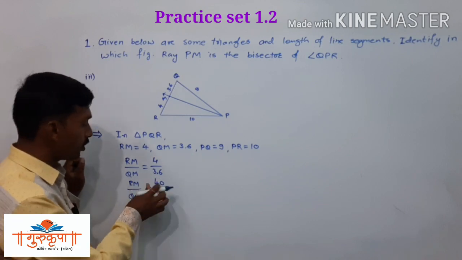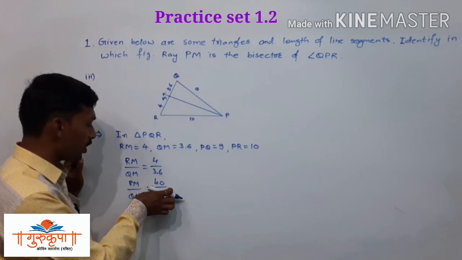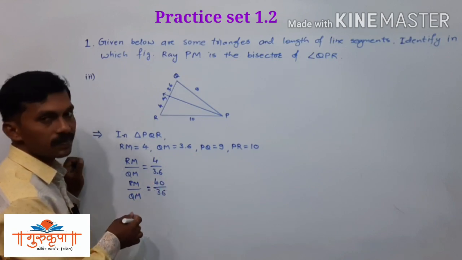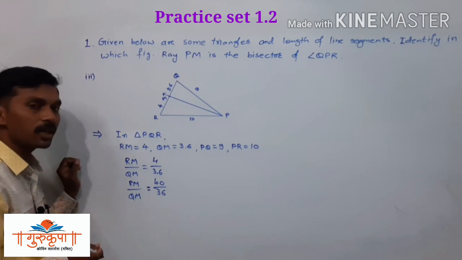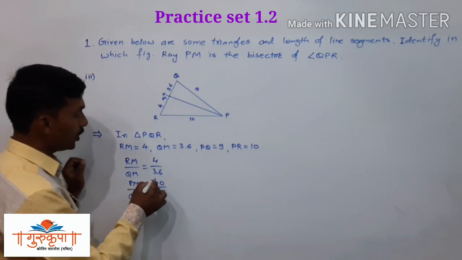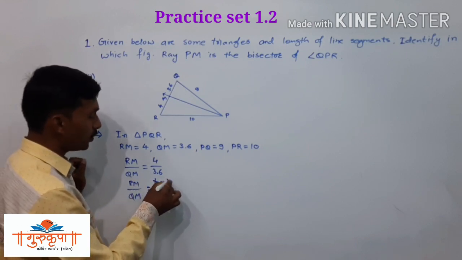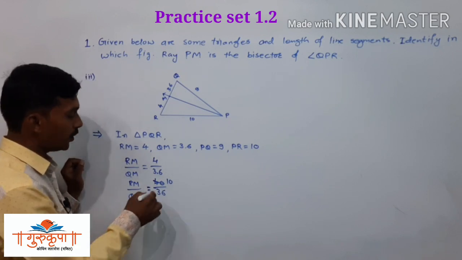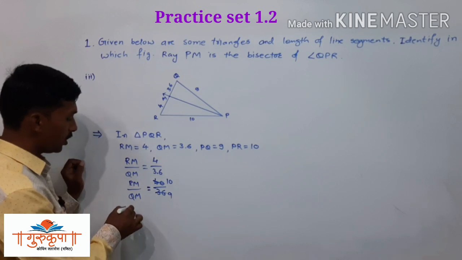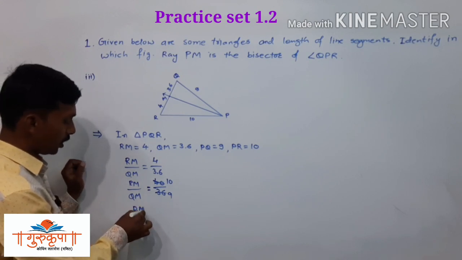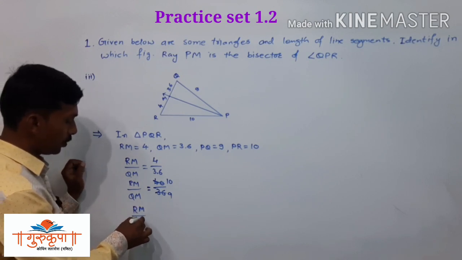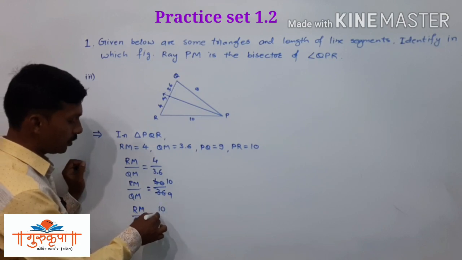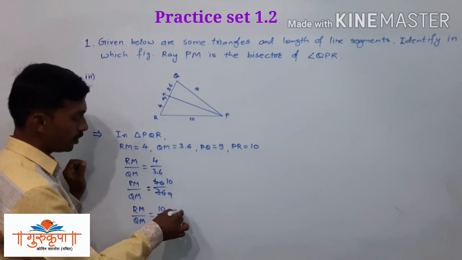Now divide both the numerator and denominator by 4. Both the numerator and denominator are divisible by 4. So you can divide this, 4 1s are 4, 4 zeros are 0, or you can directly divide that, 4 10s are 40 and 4 9s are 36. So we have RM upon QM is equal to 10 upon 9. That is equation 1.